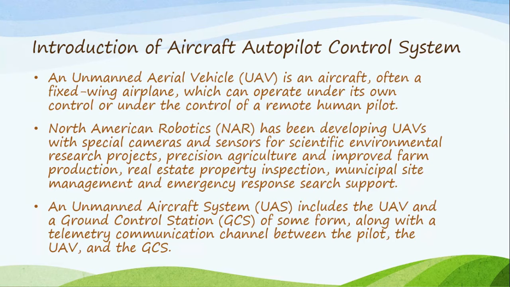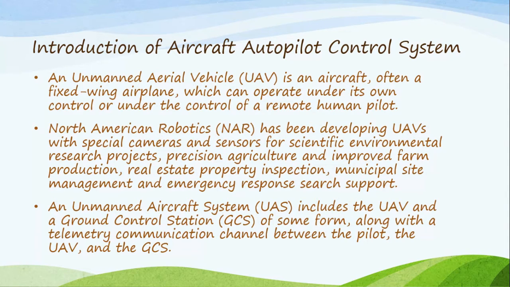An unmanned aerial vehicle, UAV, is an aircraft, often a fixed-wing airplane, which can operate under its own control or under the control of a remote human pilot. North American Robotics (NAR) has been developing UAVs with special camera and sensors for scientific environmental research projects, precision agriculture and improved farm production, real estate properties inspection, municipal site management, and emergency response support.